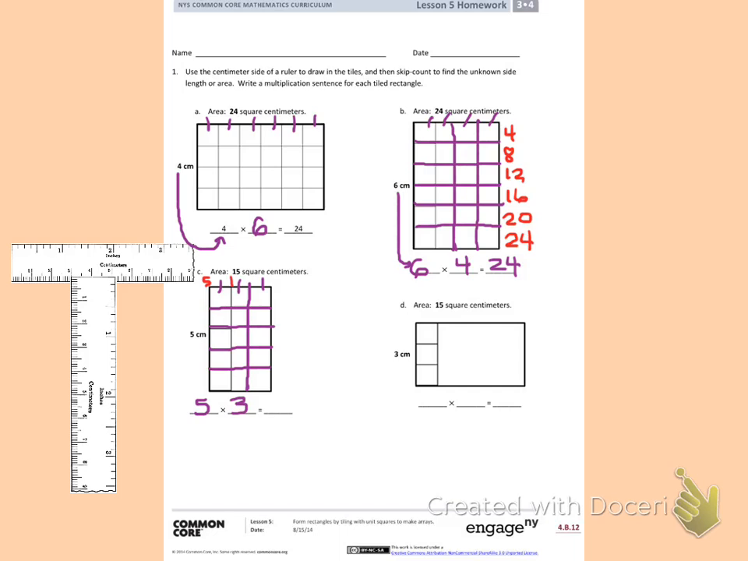5, 10, 15. There are 5 cubes in each of the 3 columns. And the multiplication problem, 5 times 3 equals 15, which is the same number I got when I was skip counting. All right, now you know how to do this. Go ahead and do item D on your own.